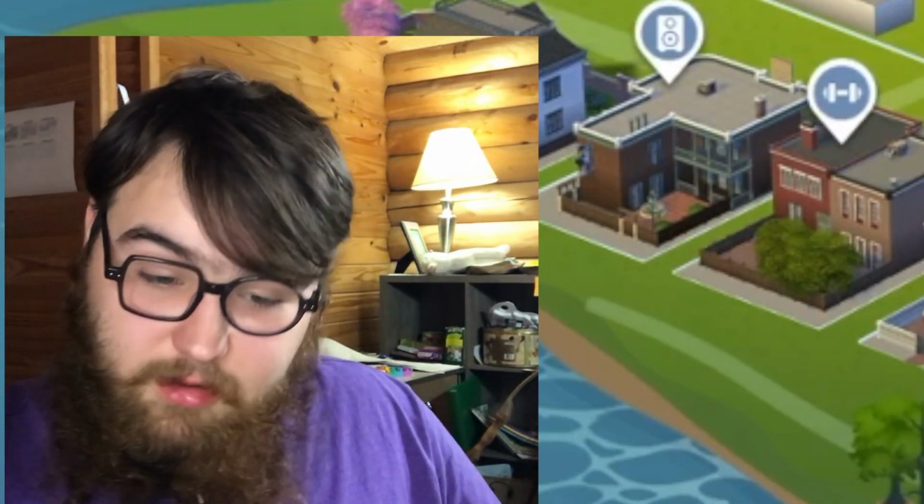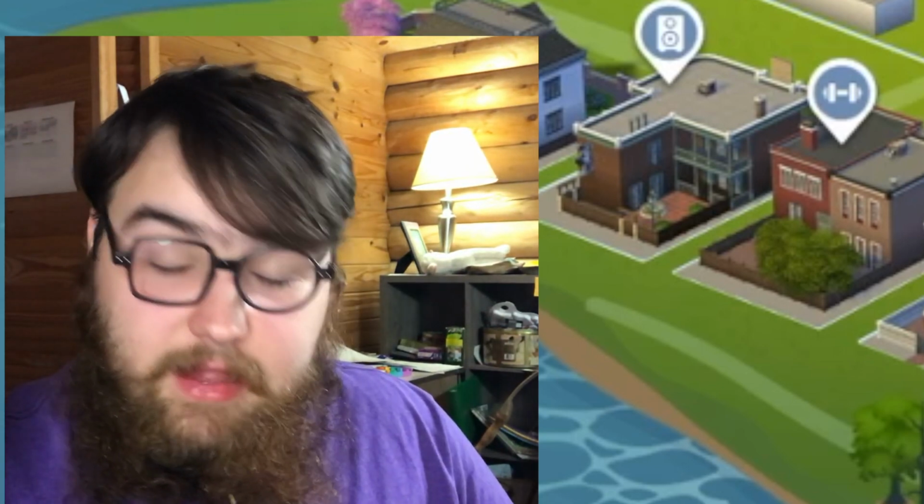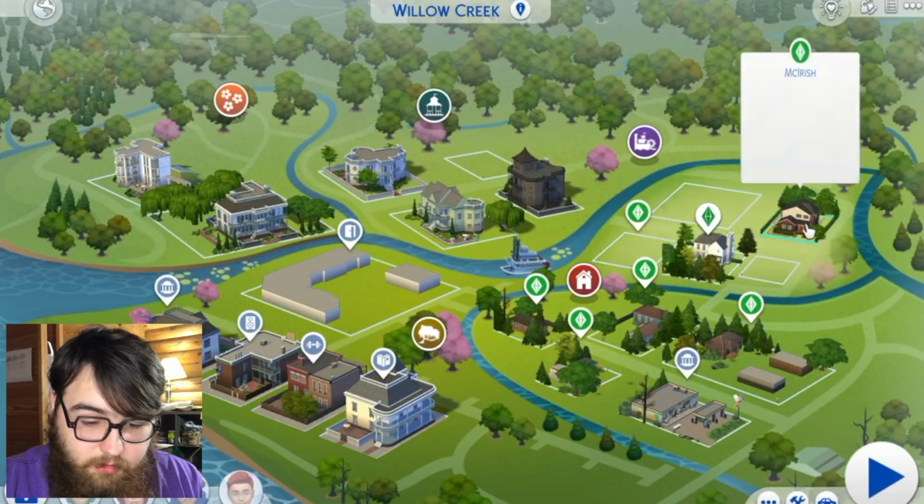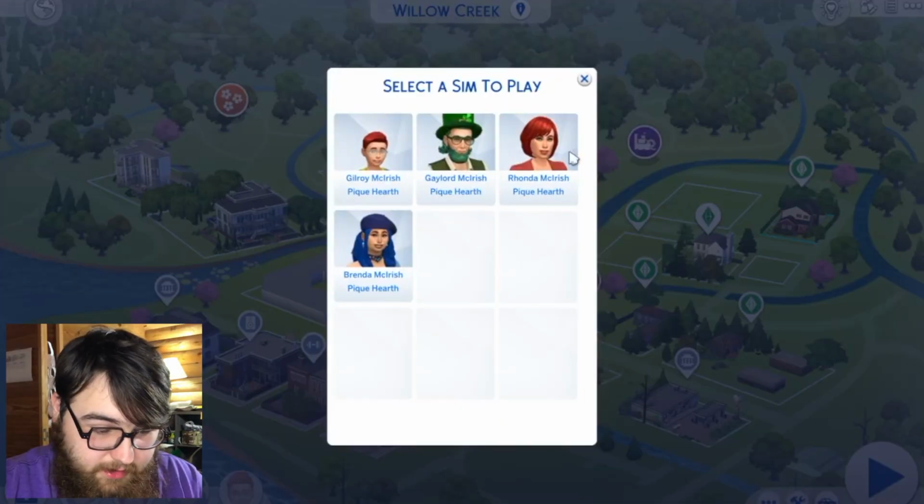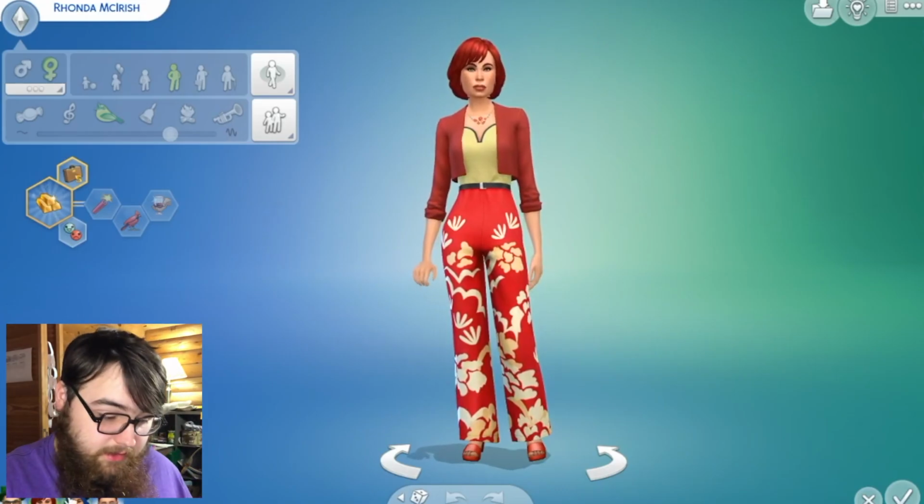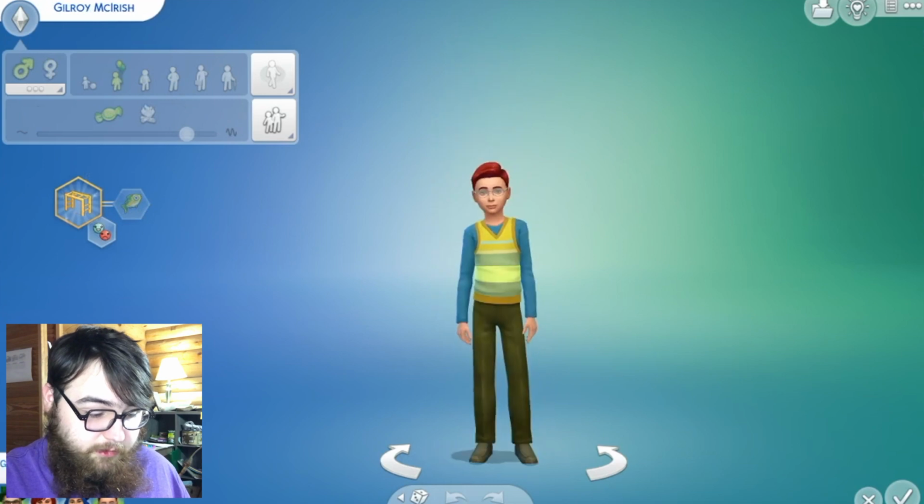I made another household as per usual, but this one is different because I kind of accidentally made a legacy challenge of sorts. So it's right up here. This is where they are. There they are. So this is the family. I will show them off first.